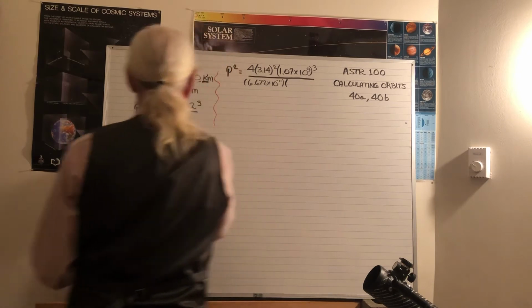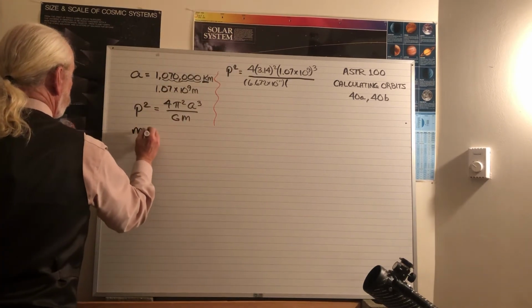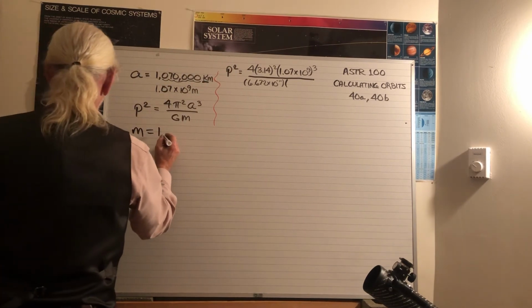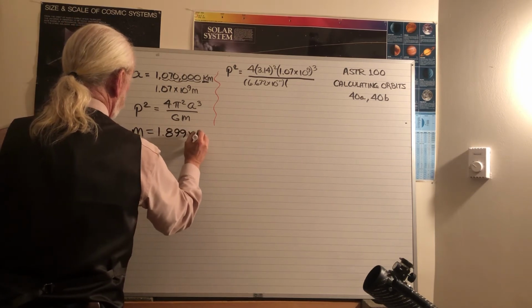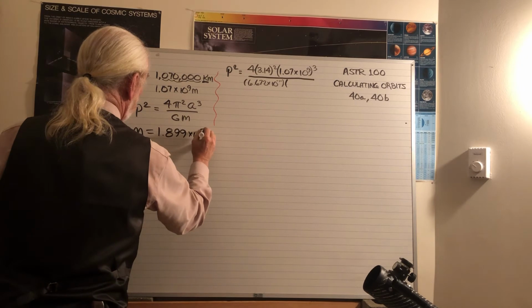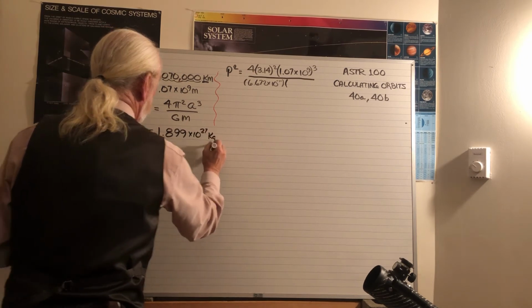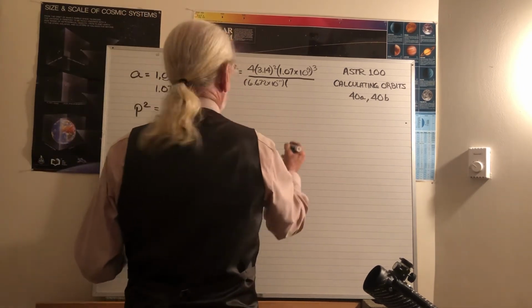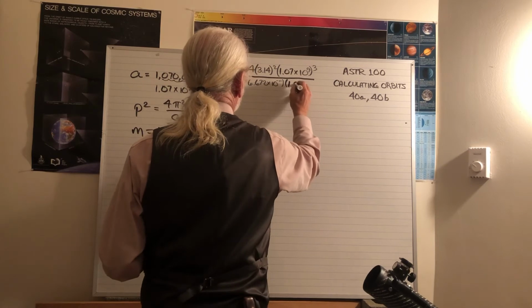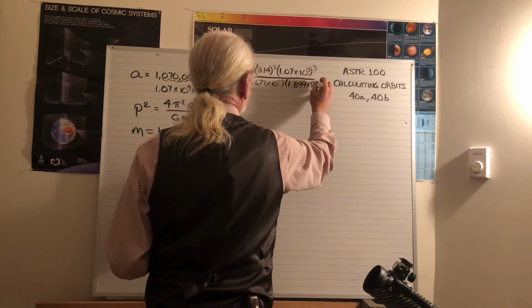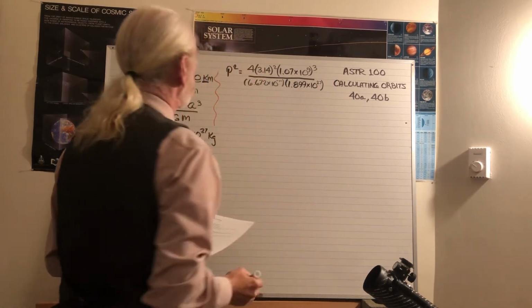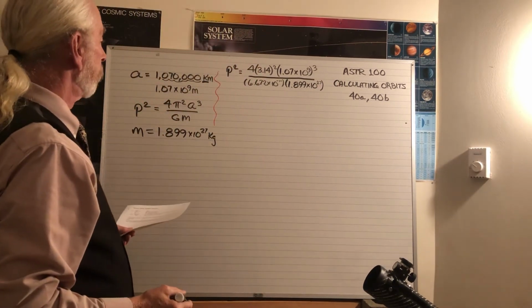My mass is, I'll put this down here for my list, 1.899 times 10 to the 27th kilograms. Okay, so 1.899 times 10 to the 27th. All right, so now all my numbers are in there.